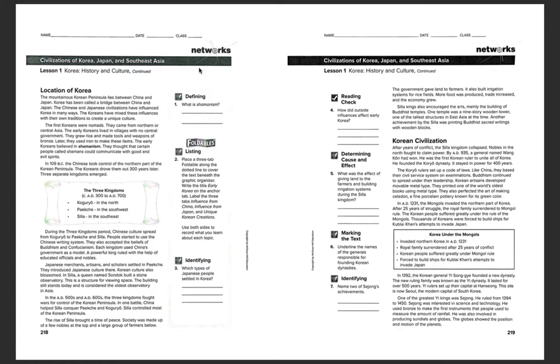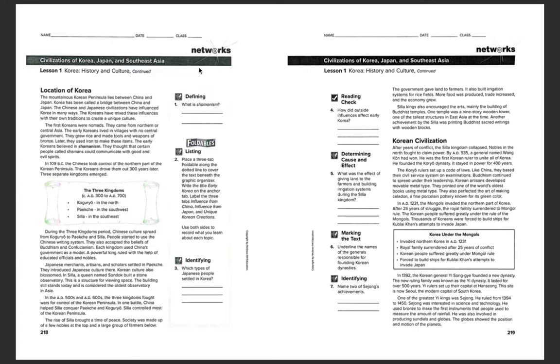It says the government gave land to farmers. It also built irrigation systems for rice fields. More food was produced, trade increased, and the economy grew. Silla kings also encouraged the arts, mainly the building of Buddhist temples. One temple was a nine-story wooden tower, one of the tallest structures in East Asia at the time. Another achievement by Silla was printing Buddhist sacred writings with wooden blocks.